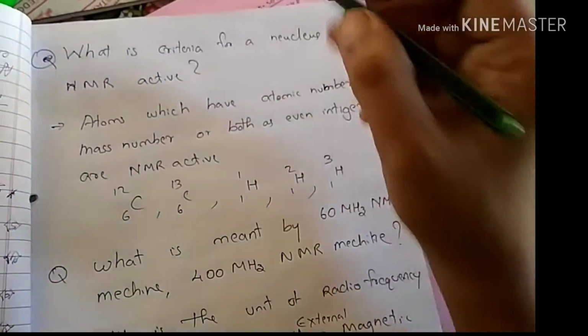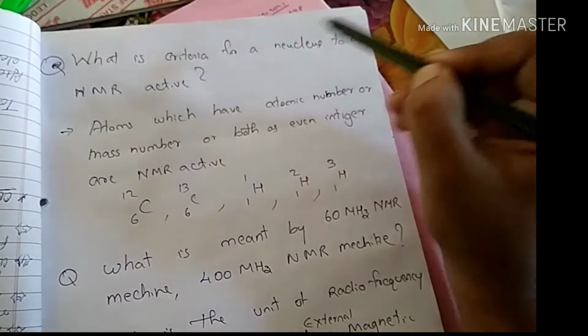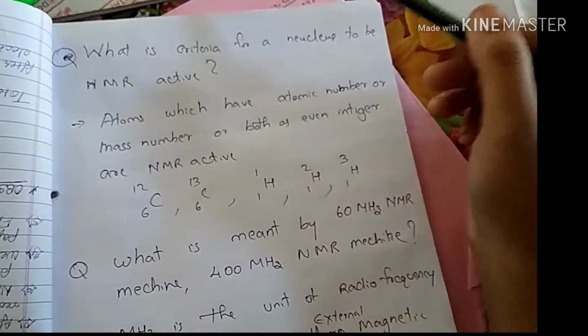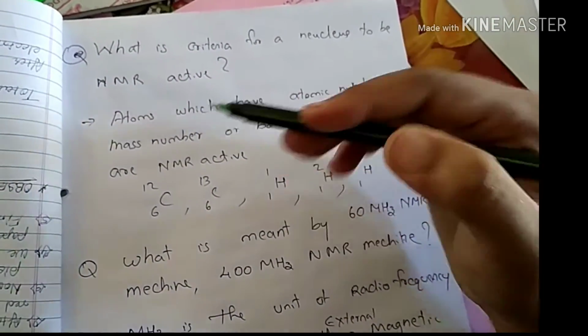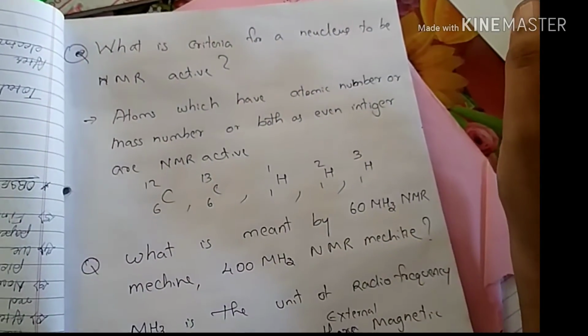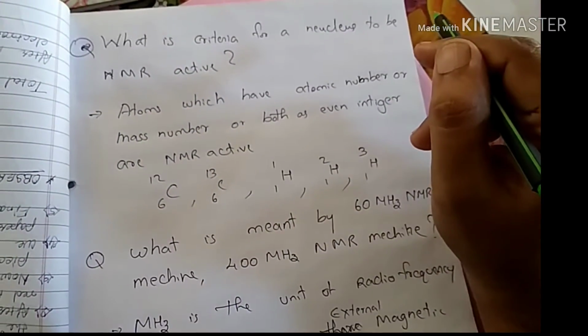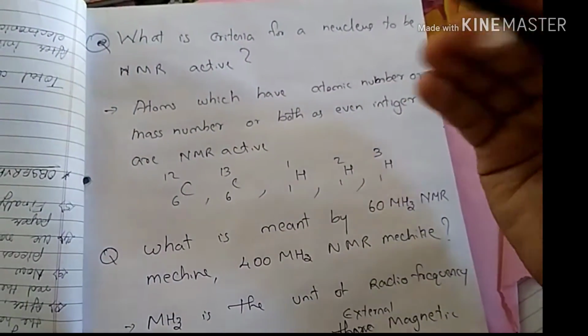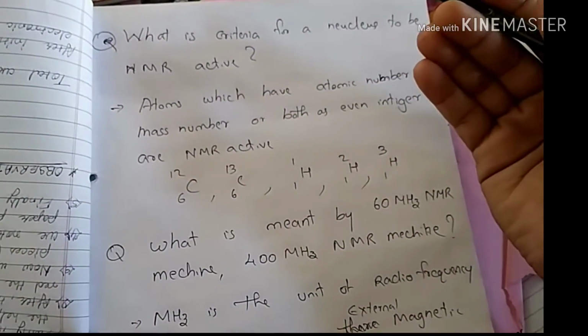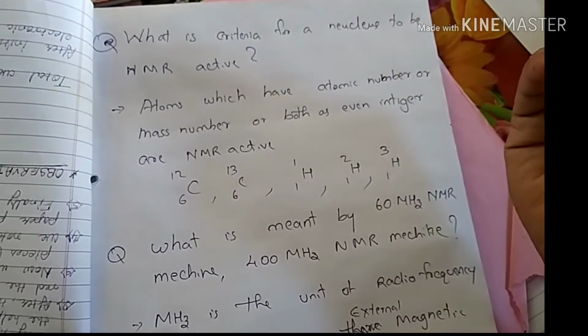Next question. What is the criteria for a nucleus to be NMR active? According to the question, we can understand that not all nuclei are NMR active. Some nuclei are NMR active, some are not. So what is the condition? Which nuclei are NMR active? Which nuclei are not NMR active?